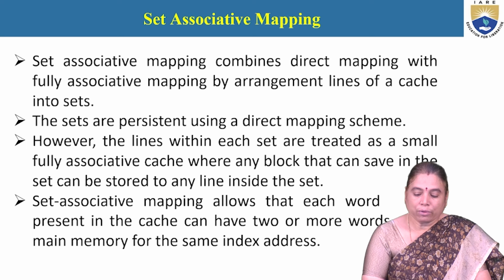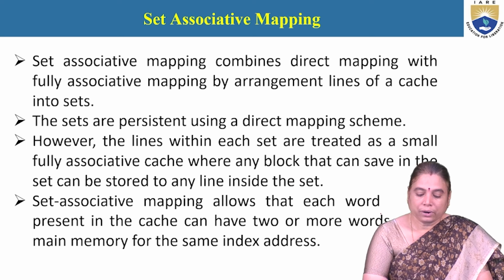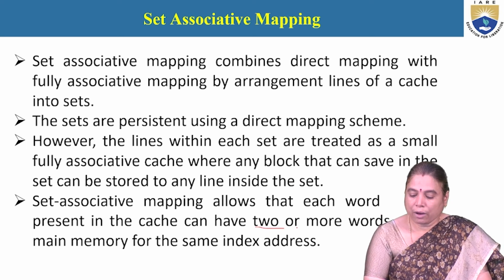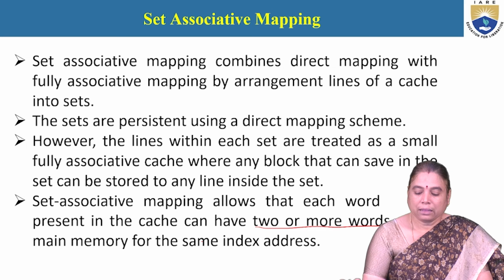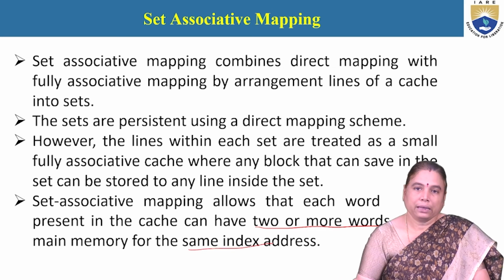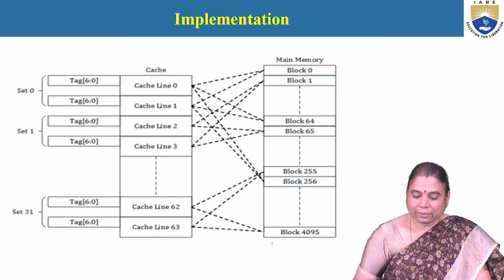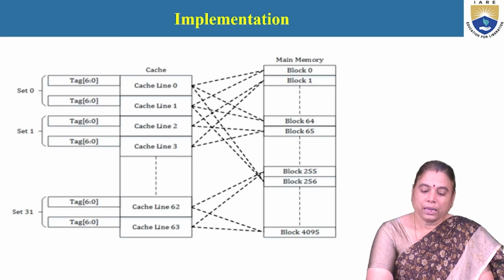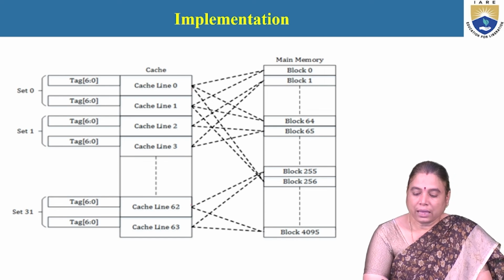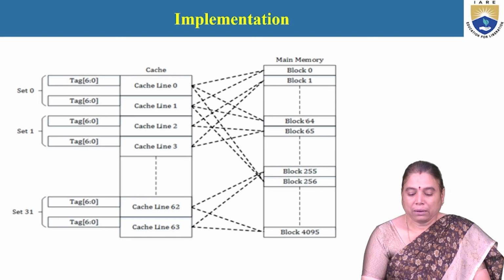Set associative mapping allows each word present in the cache to have two or more words in the main memory with the same index address. Thereby the set can be defined. Here these are the sets with the tags, these are the cache line numbers, and these are the blocks present in the main memory.